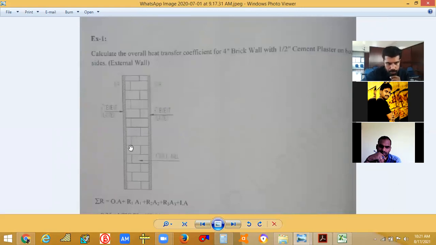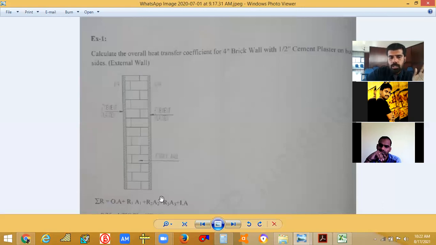Right. So the formula is outside air plus first one R1A1. R1A1 means what? Resistance of the cement plaster plus its thickness, plus R2. R2 means what? The resistance of the second material, which is brick, into A2. A2 means what? Its thickness. Now R3. R3 means the resistance of again the third material with its A3. A3 means what? Its thickness, plus inside air resistance. So this is the formula.